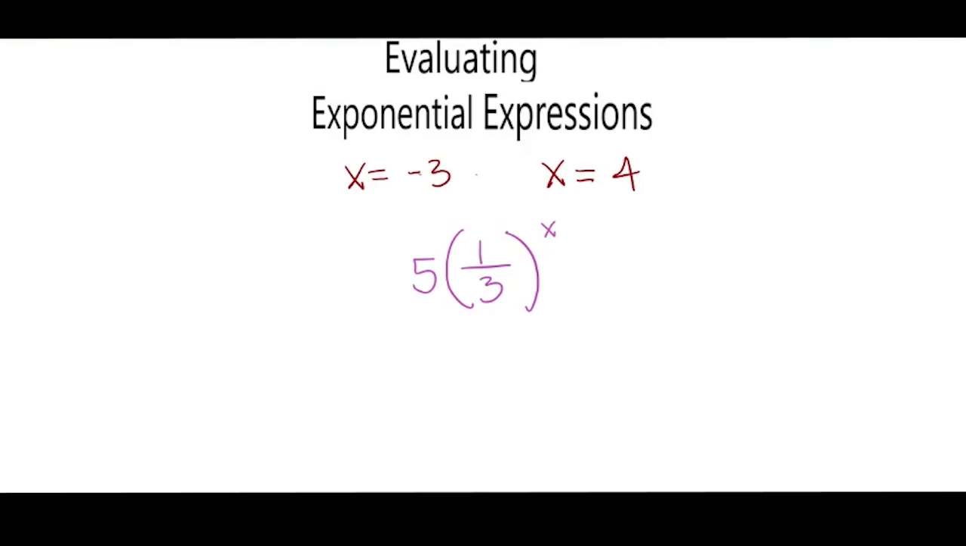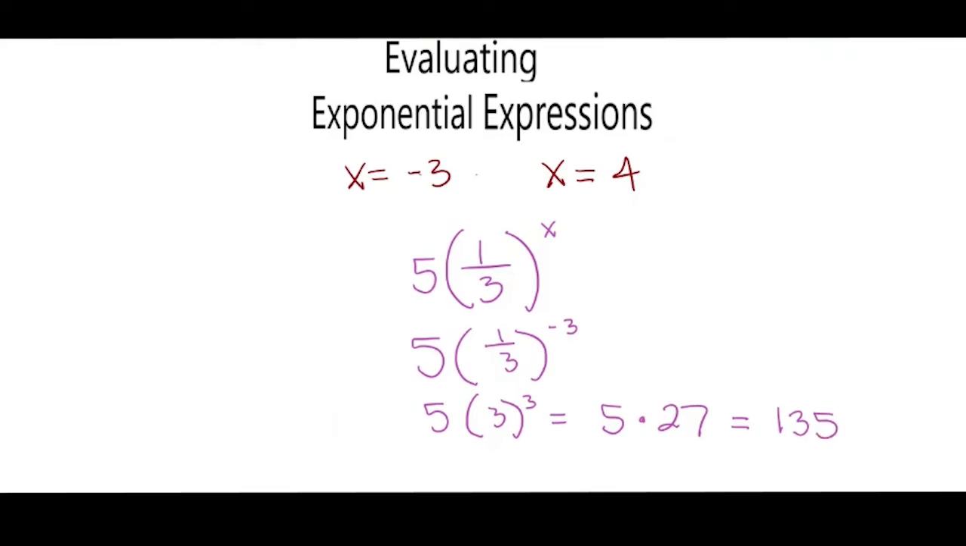All right. And so I'm going to plug in -3 for x to evaluate this. So we'll do 5 times 1/3 raised to the -3rd power. And remember, a negative exponent is going to flip the fraction. So this becomes 5 times, well, 3/1 is 3. So this is 3 to the 3rd power. All right. So that becomes 5 times, well, 3 to the 3rd power is 27. 5 times 27 is 135. So when x is -3, this expression's value is 135.